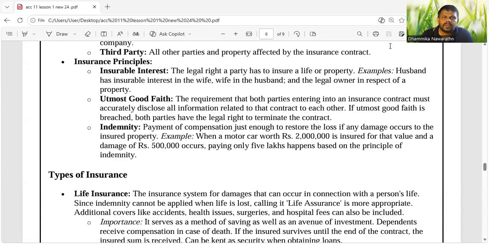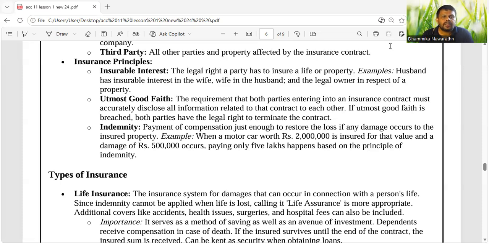Insurable interest means having a right to insure something, such as life or property. For example, a vehicle owner has a right to insure the vehicle, and husband and wife have a legal right to insure each other, husband to wife, wife to husband. If there is no such right, then insurance is not considered for compensation, even if they make an insurance.